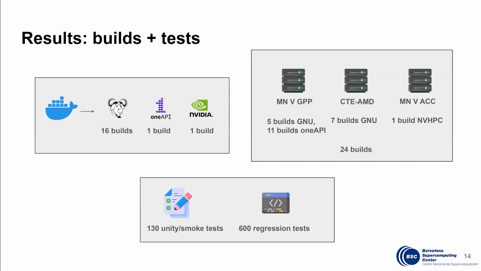So some results about build and test. For the Docker environments, we have 16 builds for GNU, one for oneAPI and one for NVIDIA. For the staging environments, we have 16 builds for -5, 7 builds for AMD cluster, and 1 build for an accelerated cluster. And we have more than 100 unity tests and 600 regression tests.